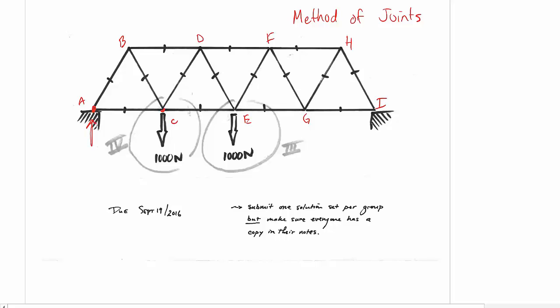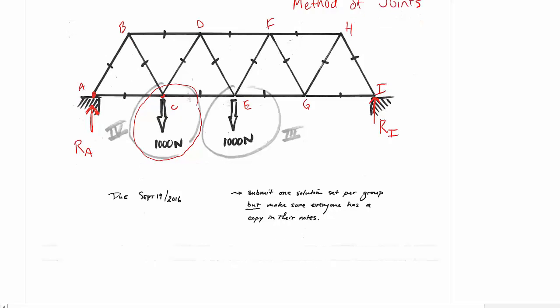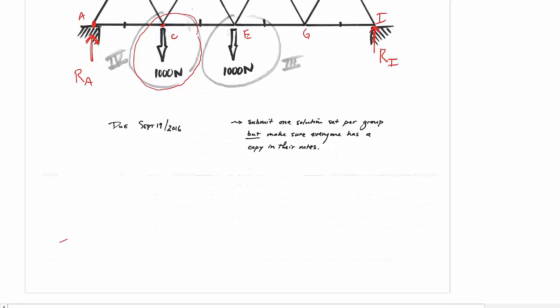And then I call the force from this support a reaction force, call that RA. And there's one over here too, and call this RI. I'll do this one. So there's 1,000 newtons acting at point C, at joint C. First thing I'd like to do is find out what the size of these RA and RI are. We can do that just using our statics with equilibrium forces and torque.